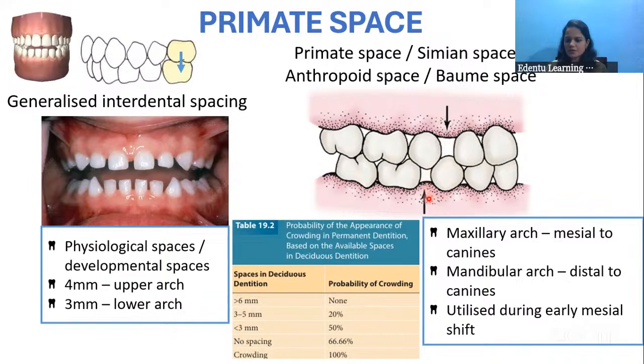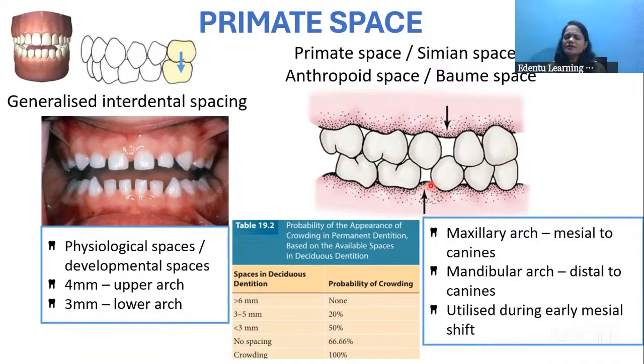Whereas in the mandibular arch, it will be seen distal to the canine, that is, between the canine and the first molar. The primate space is seen here. So, the primate space in the maxillary arch is seen mesial to the canine, and in the mandibular arch, it is seen distal to the canine. This is seen in the deciduous dentition only. That is one thing that you should remember.